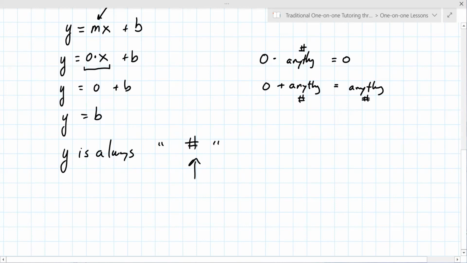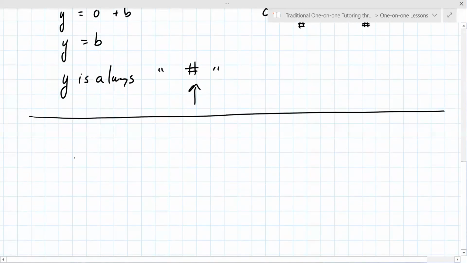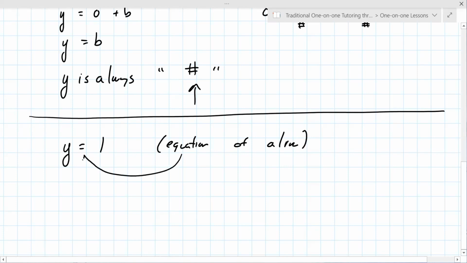Now we're going to do some examples because that's the clearest way to do this. Let's say y equals 1, and this is an equation of a line. You know it's an equation because of the equal sign. As I mentioned, this means y is always 1.